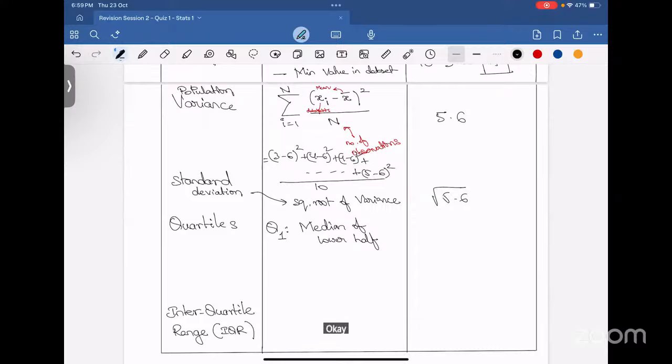Okay. And Q2 is exactly the median. And Q3 is the median of the upper half. So Q1 is the 25th percentile. Q2 is the 50th percentile. Q3 is the 75th percentile.